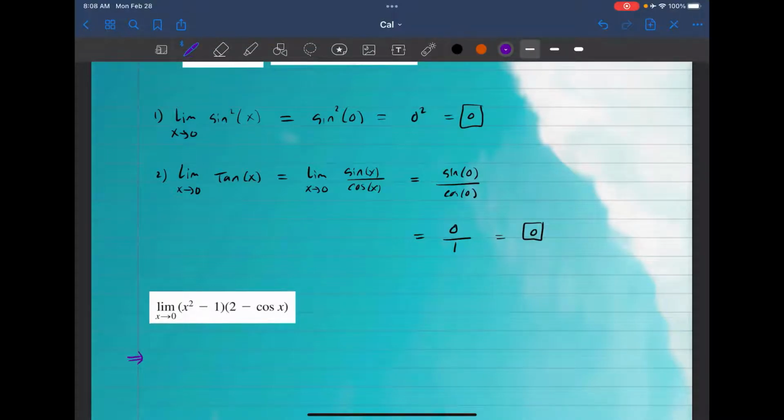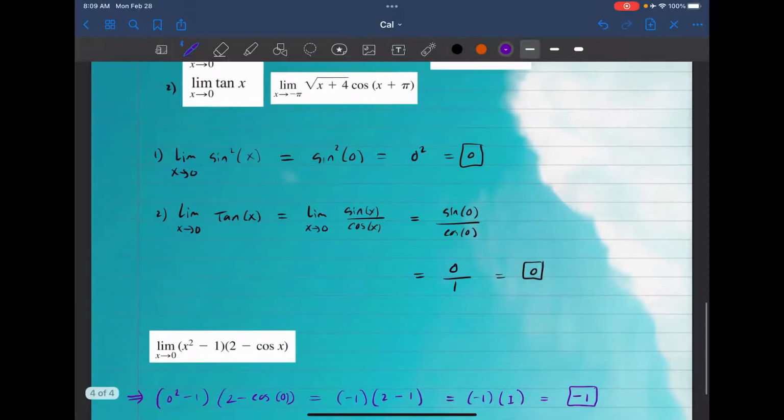If I substitute 0 into every x I have in this function, I get the following. I have 0 squared minus 1 and 2 minus cosine of 0. And 0 squared minus 1, that's simply negative 1, times, and we know cosine of 0 is 1, so that is just 1 right there. This would simplify to negative 1 times 1, and that is simply negative 1. So this limit happens to be negative 1.